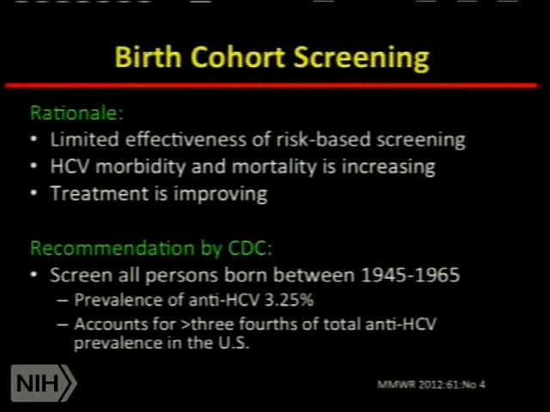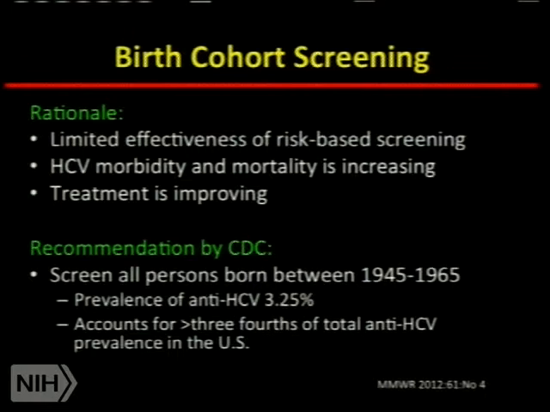The CDC recognized this limited effectiveness of risk-based screening, and together with the fact that HCV morbidity and mortality is increasing, as the data I showed you earlier, and the fact that treatment is improving, the CDC has now come out with birth cohort screening recommendations. Specifically, the recommendation states that all persons born between 1945 and 1965 should be tested at least once for hepatitis C. In this population, the prevalence of anti-HCV is about 3.25%, and this accounts for about three-quarters of the total anti-HCV prevalence here in the United States. Now, I would like to stress that birth cohort screening does not replace risk factor-based screening, and this should still be part of your practice.